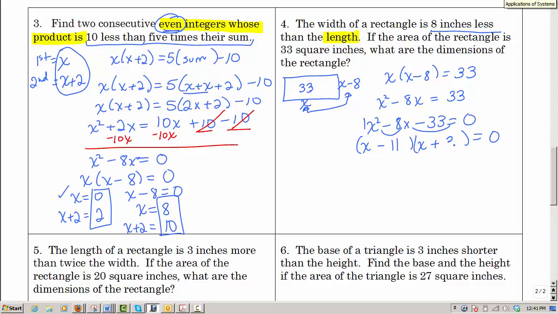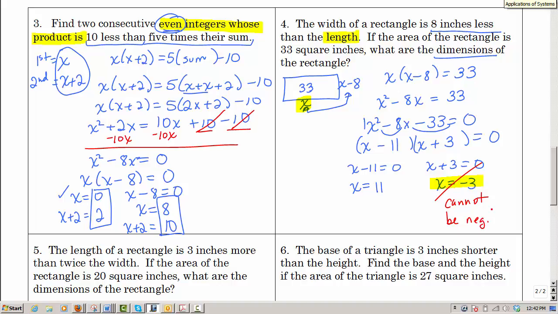Negative 11 and a positive 3. Setting both equal to 0. And I still need to find the dimensions. So I have found x, but now wait a minute. Can x be negative? Can you have a negative width? No. So I'm going to throw that out because it cannot be negative.